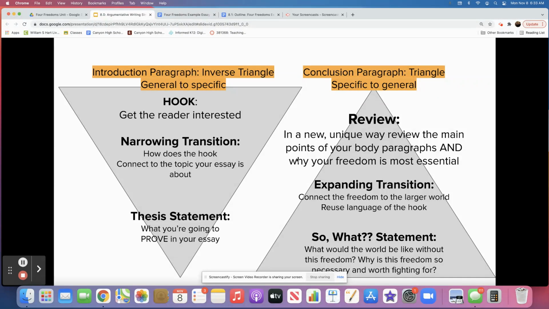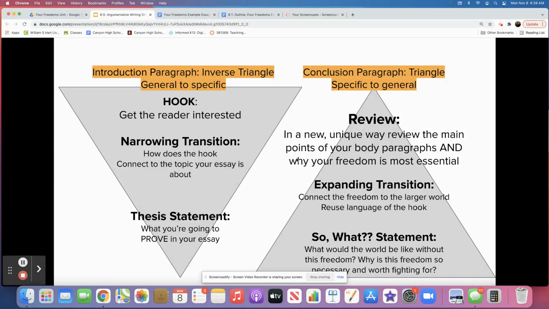You then have to expand your transition. So, you have to connect the freedom to the larger world, and you need to reuse the language of the hook. This kind of needs to function like a sandwich. You've got the bread on the top with the introduction paragraph, you've got all of the meat with your body paragraphs in the middle, and then you've got the bread at the end. So, by reusing the language of the hook, you are drawing the reader back slightly to the attention of where you started this essay.